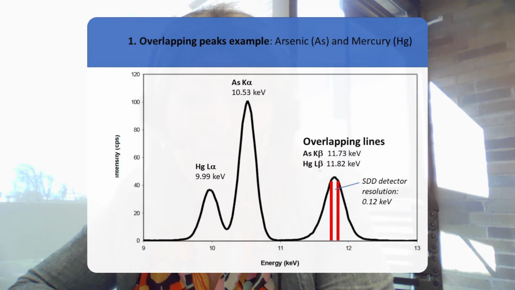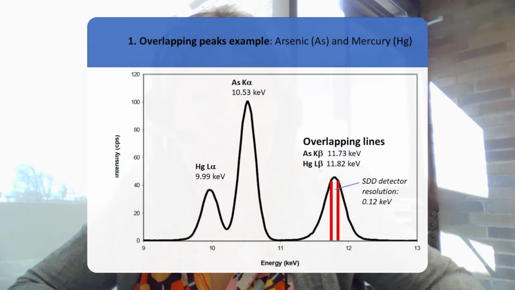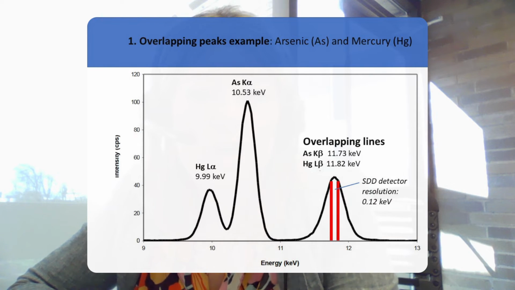So overlapping peaks. While the K-alpha peak for each element occurs at different energies, as does the K-beta peak and all other peaks in the XRF spectra, in some instances, energies from two different lines from two different elements are the same. For example, arsenic's K-beta peak is nearly identical in energy to mercury's L-beta peak. Actually, the two emission lines are not the same. Their energies do differ by 0.09 keV. But remember that the resolution of an SDD detector is 0.12 keV. So the detector cannot distinguish those two energies from each other.